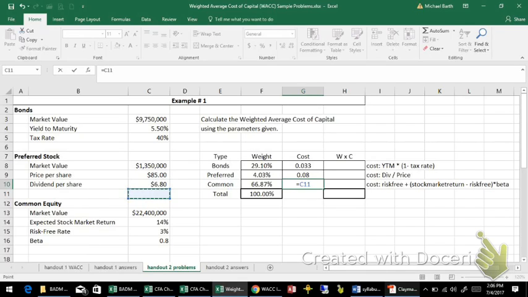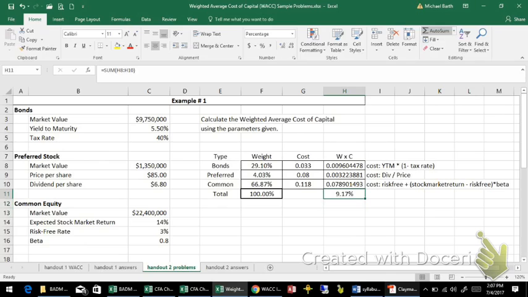So that would be the risk-free plus the risky portion of the total return. Total return is 14%. If 3% of it's the risk-free portion, then the other 11% has to be the risky portion. And then multiply that by the beta using the capital asset pricing model parameters. Alright, so weight times cost. And then add the numbers together. And I get 9.17%. That is my weighted average cost of capital.